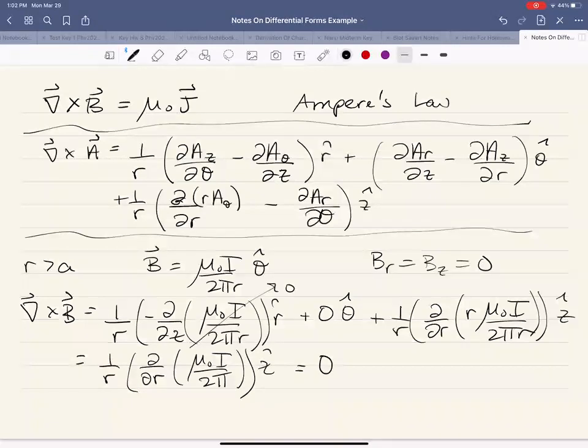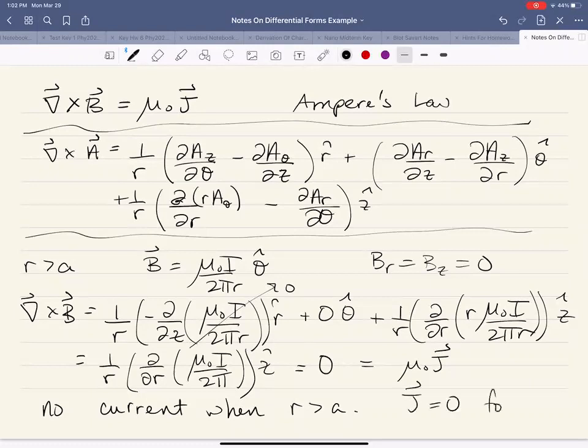Everything's 0. And you're thinking to yourself, wait just a hot minute. That can't possibly be right because it's supposed to be equal to mu naught j, right? But here's the deal. For r greater than a, there isn't a current there. So there's no current when r is greater than a. So if you get outside the wire, j is 0 out there because the wire stops at r equal to a. That's it. So this is true. J is equal to 0 for r greater than a. And so that makes sense.